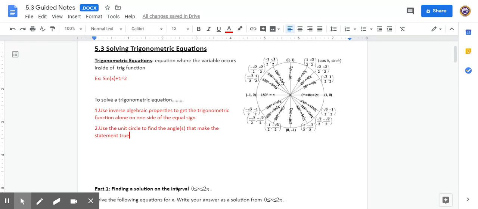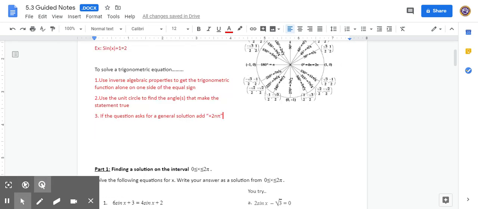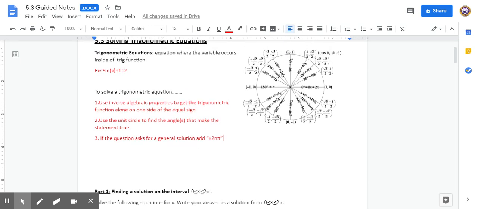Once you have your trig function alone on one side of the equal sign, you go to the unit circle. Our last and final step is, if the question asks you to write it as a general solution, you put at the end plus 2n pi. So plus 2n pi means, for example, if our solution was 1, if we circle around one time, so n would be 1, plus 2 pi, we come back to 1.